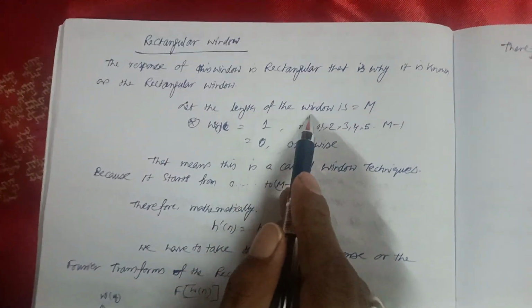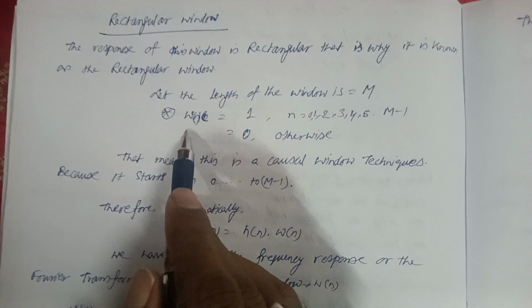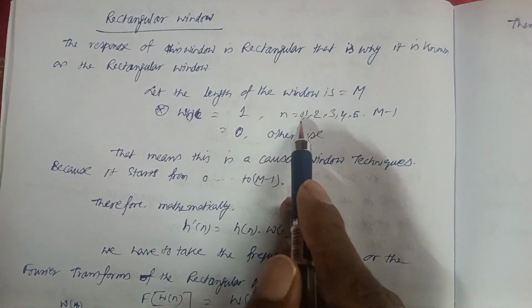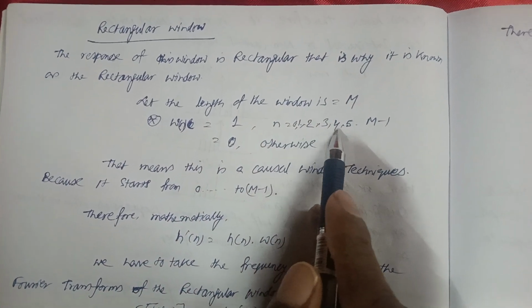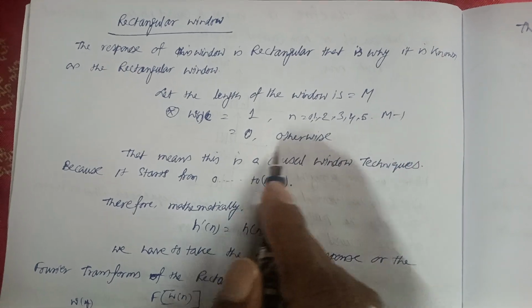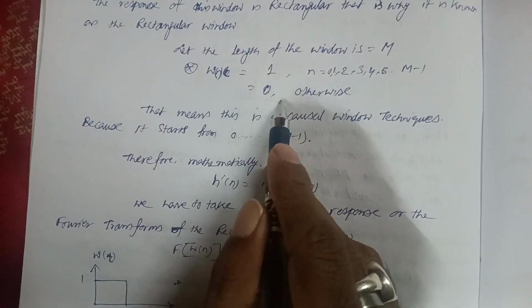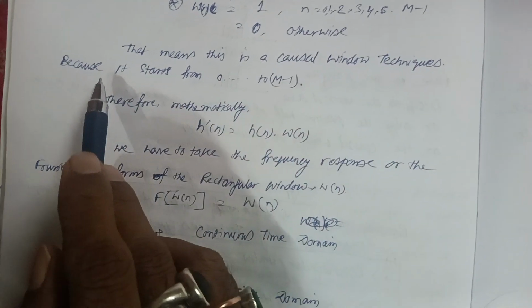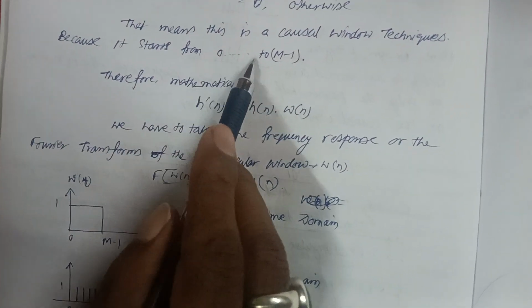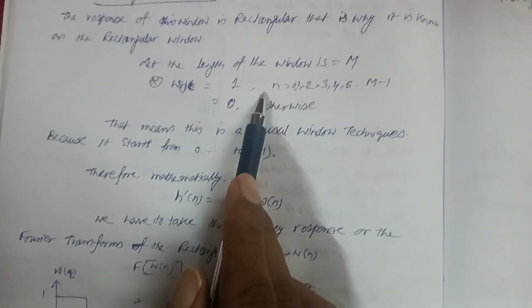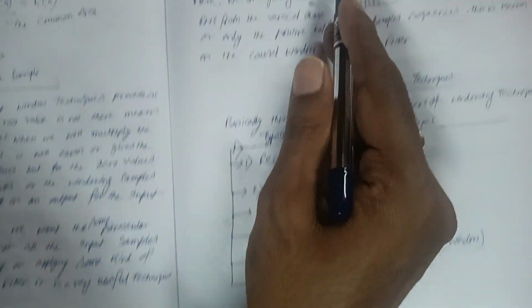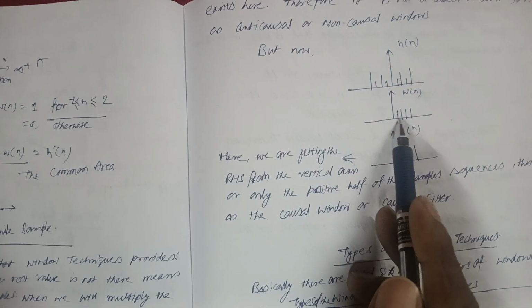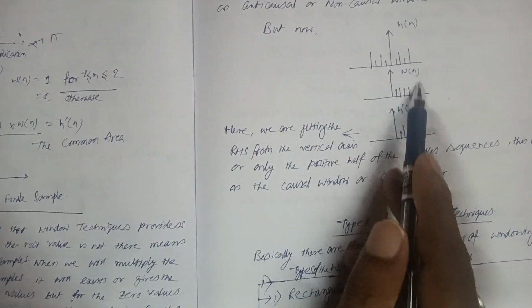Let the length of the window be capital M, and w(n) equals 1 for n equals 0, 1, 2, 3, 4, 5 up to M minus 1, and w(n) equals 0 otherwise. That means this is a causal window technique, because it starts from 0 to M minus 1. Nothing is taken in the negative half, so this is the causal window. Here we can say this is my rectangular window, right?